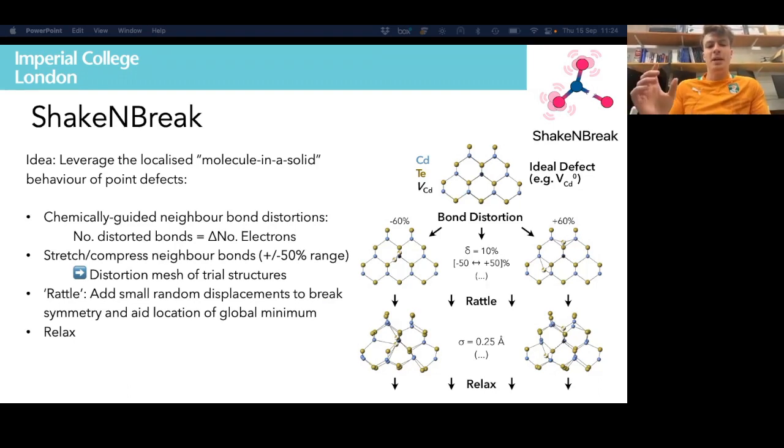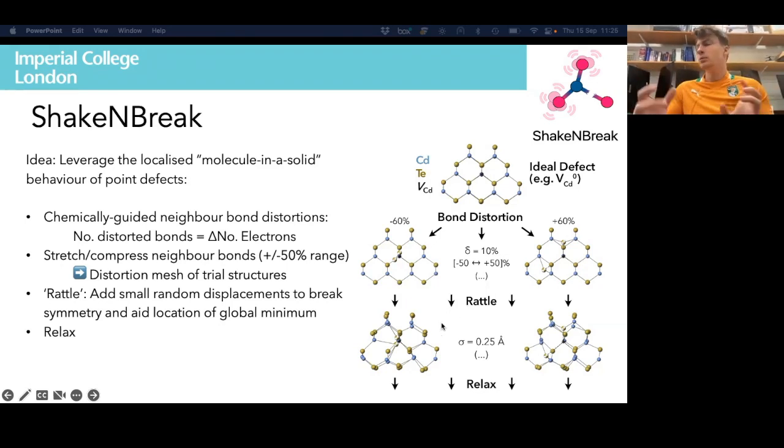So to do this, we apply a range of distortions to the defect neighbor atoms, where the number of bonds to distort is set by the change in the electron count for that defect species relative to the bulk. So while this isn't perfect, it typically gives us a good starting point for the likely directions in which structural reconstructions could occur.